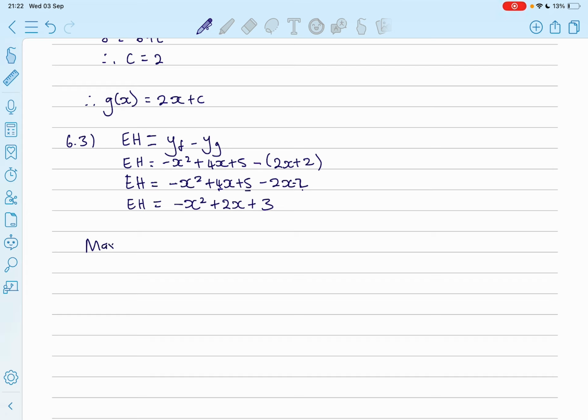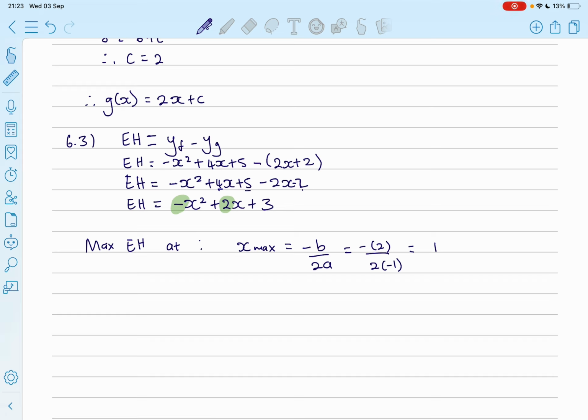So max EH will be at x max, which is what we're trying to find, which will be equal to minus b over 2a. Now in this equation, the b is 2 and the a is still negative 1. So here it will be negative 2 over 2 times negative 1. So this then gives us an x value of 1.